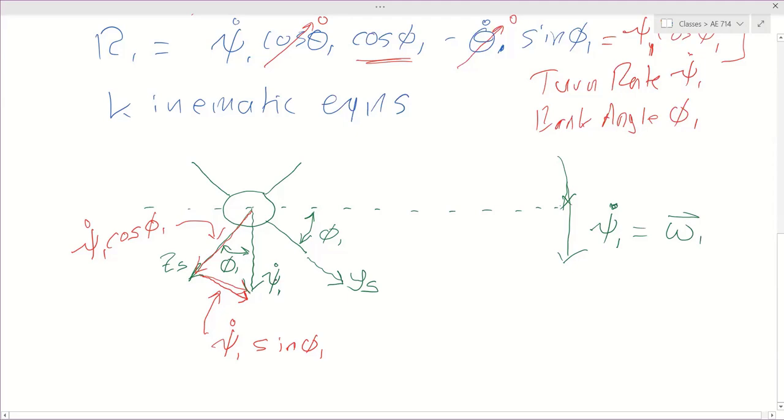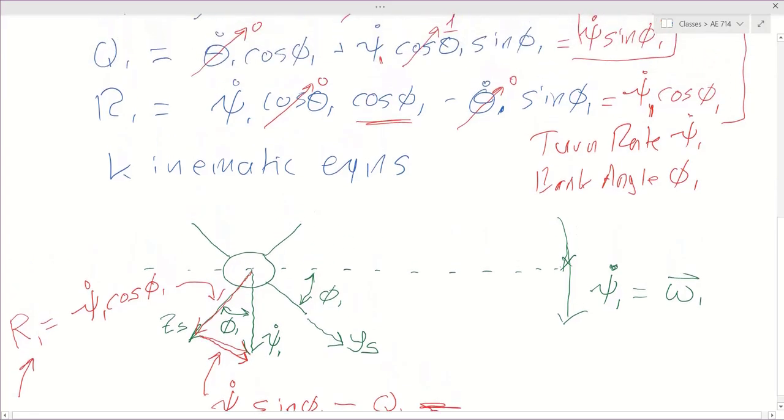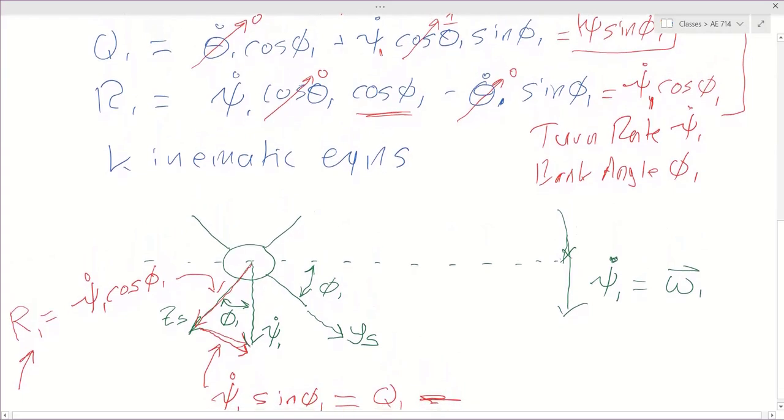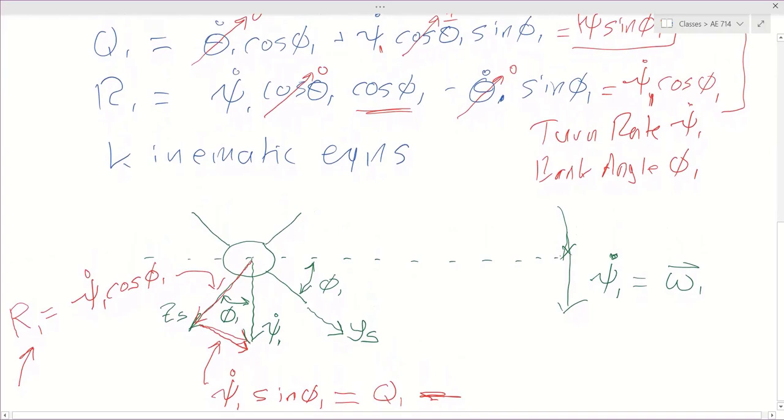So the component of the angular velocity about the z-axis is the yaw rate by definition. And the angular velocity around the y-axis, that's nose up and nose down, that's pitch rate. All right, so we're just doing vector algebra here. And then remembering that the angular velocity here is what we call q1, and the angular velocity about this axis is what we call r1. But if you look at the equations above, that's exactly what those equations said. R1 is psi dot cosine, q1 is psi dot sine.